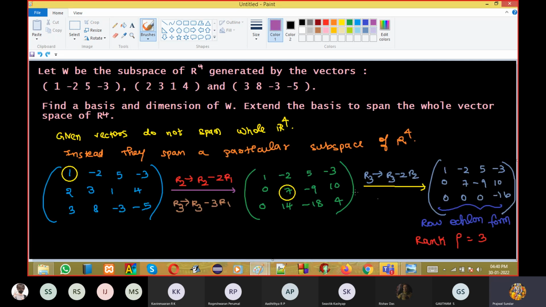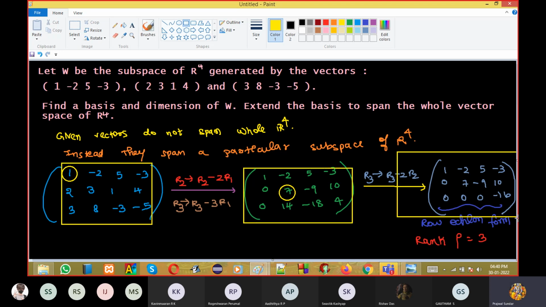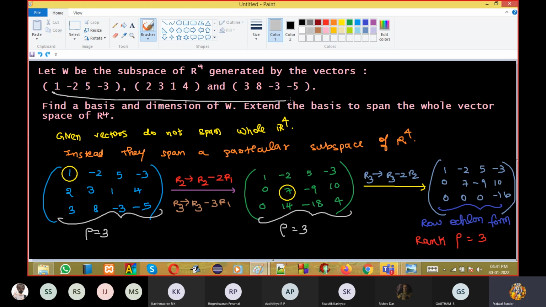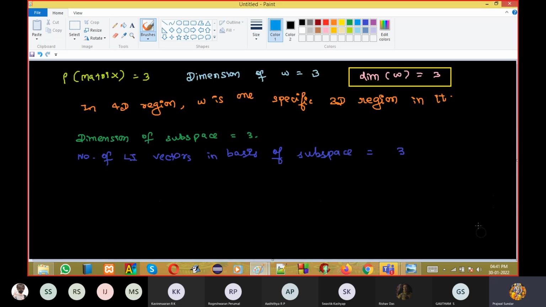And what are the 3? Listen carefully, it is your choice. You can take these 3, or you can take these 3, or anything. All these are linearly independent. If you are doing row operations, the rank is not going to change. This is rank 3, and for this also you'll have rank 3 only. So you can take any set of 3 vectors. You can take the ones given in the question. Since I can say the basis of W, I am taking as: (1, -2, 5, -3).